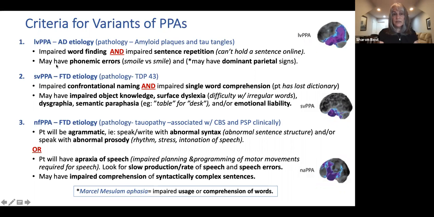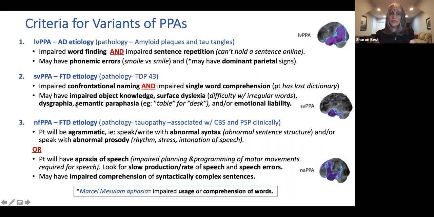Now, there's supporting criteria that the patient may have phonemic errors or phonemic paraphasias, which means they may say a non-word when they're trying to say a word. So smoil might come out when they're trying to say smile. Now, in reality, phonemic errors or semantic errors may occur in any of these PPAs, but this is one of the supporting criteria for logopenic.